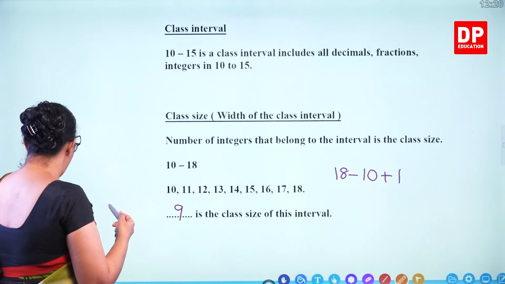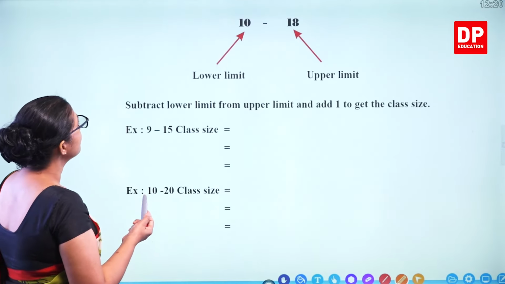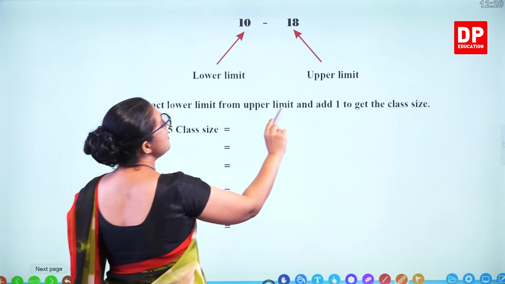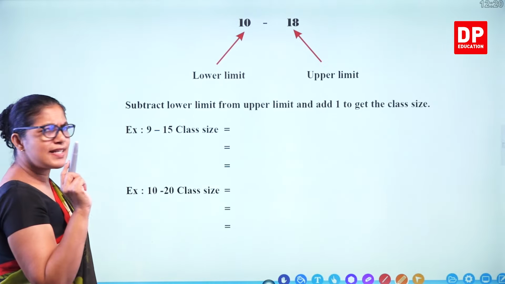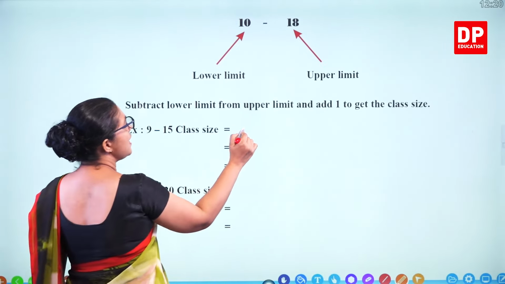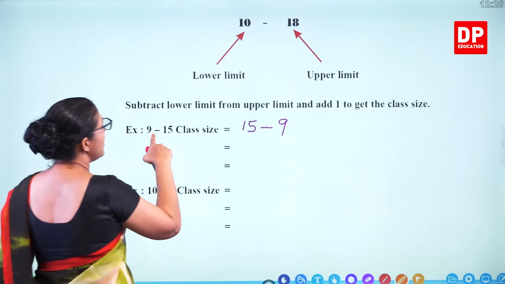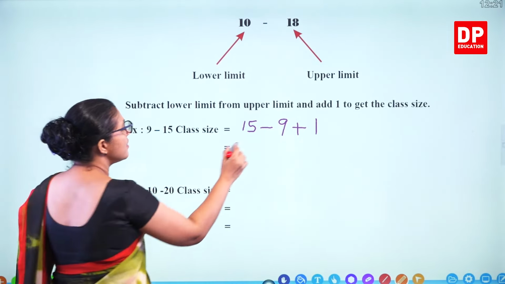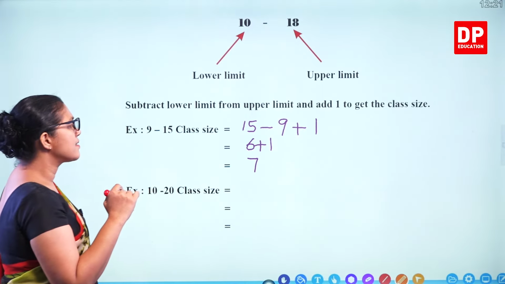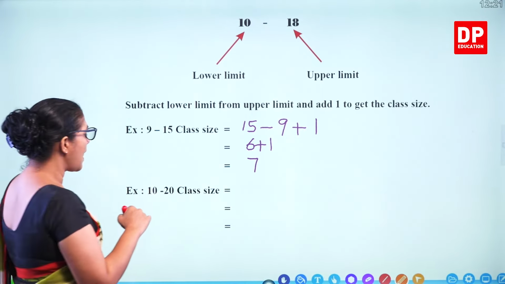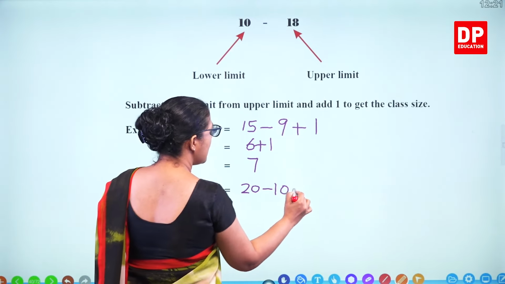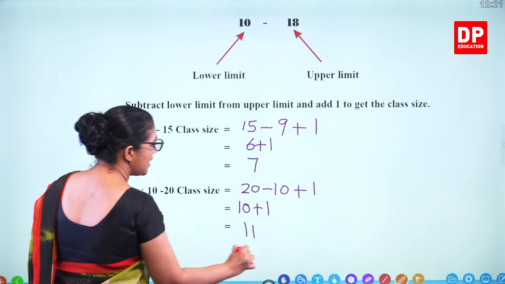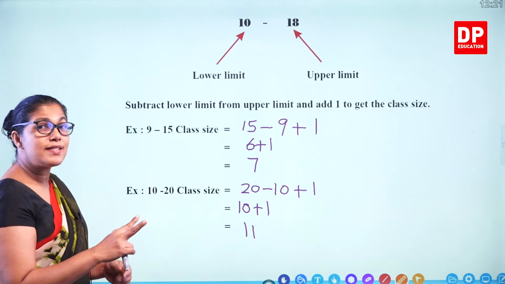We'll do more to find the class size. Lower limit we call 10, and 18 is the upper limit. So subtract the lower limit from the upper limit and add 1. Take this interval, find the class size. 15 minus 9 and add 1. 15 minus 9 is 6. 6 plus 1 is 7. 7 is the class size for that interval. 10 to 20, what's the class size? 20 minus 10 plus 1. You get 11. So take the difference and add 1.